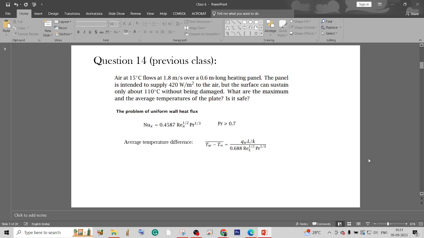Are you solving? The temperature difference equation is also given, and the Nusselt number equation that we will be using for uniform wall heat flux is also given. Because here the panel is supplying heat to the air, there will be a constant heat flux maintained. For constant or uniform heat flux, we have already learned that concept in class. One concept is uniform wall heat flux, and another is uniform surface temperature. So the equation for uniform wall heat flux is also given here.